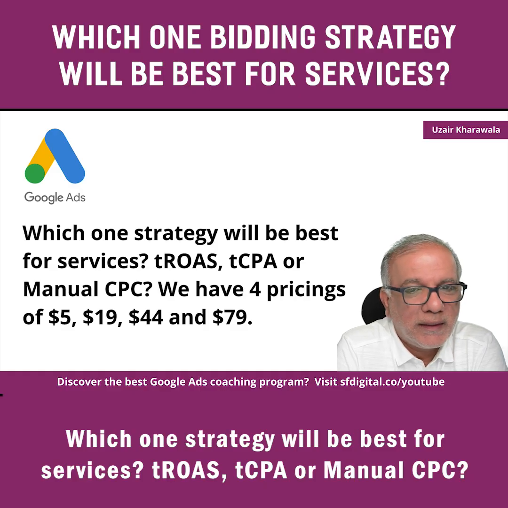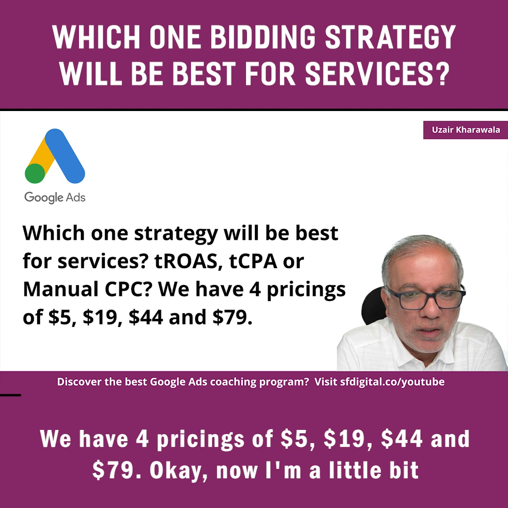Which one strategy will be best for services? tROAS, tCPA, or manual CPC? We have 4 pricings of $5, $19, $44, and $79.